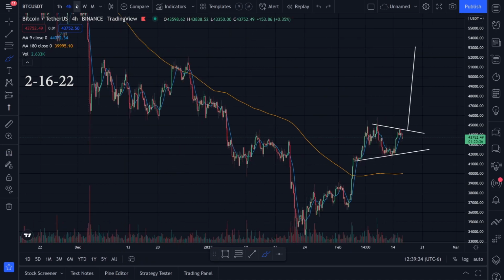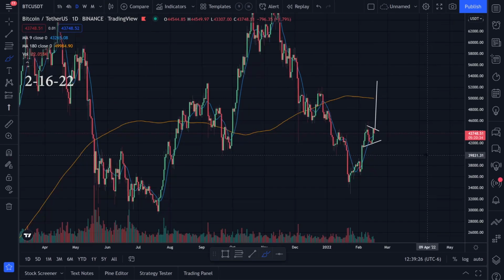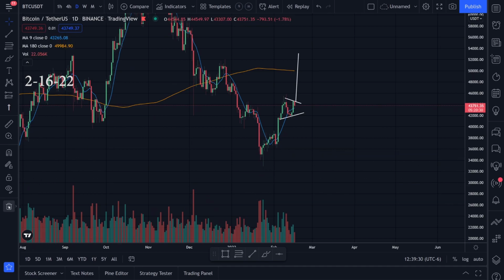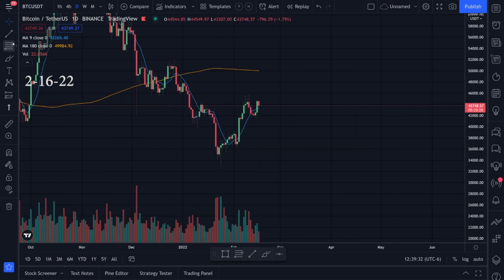If we jump over to the daily time frame, let's take a look at it on this time frame. This is what I'm watching here. Let's go ahead and delete that. That's one pattern that we're possibly looking at. We also have resistance, resistance, and it looks like we got a little bit more resistance right there.